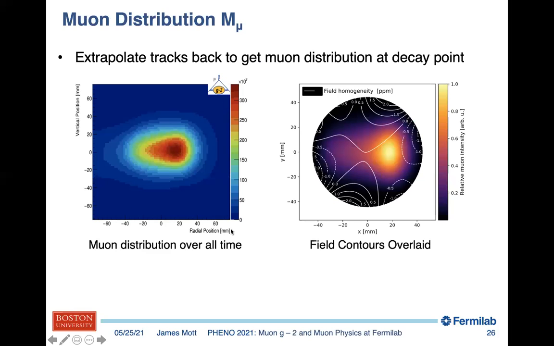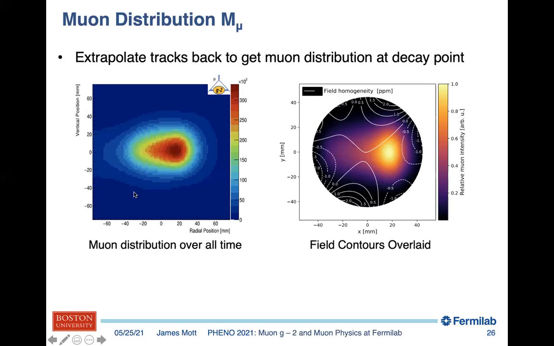So this is the radial and the vertical distribution of the muons inside the storage ring. We take this distribution and use that to weight the magnetic field. This is a similar plot to the one I showed before, but just now with the muons on here as well. So we basically take the weighted average of the field with this distribution, which gives us the right number for our denominator.